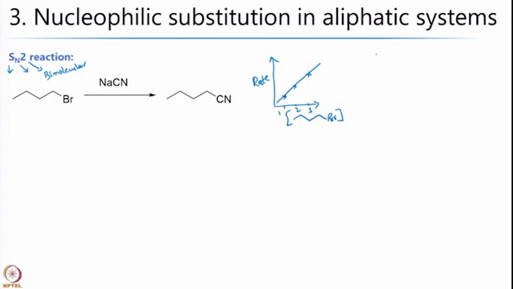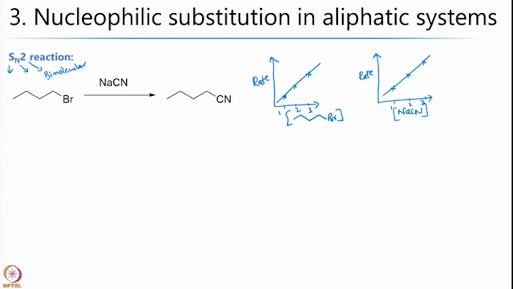And similarly, they also observed that if you double the concentration of the sodium cyanide, then one again observed a similar trend, that is a linear trend with the doubling of the rate when the concentration was doubled. So, what this suggested is that maybe the mechanism which is involved in doing this transformation takes place involving both of the molecules, that is both the bromide as well as the cyanide.